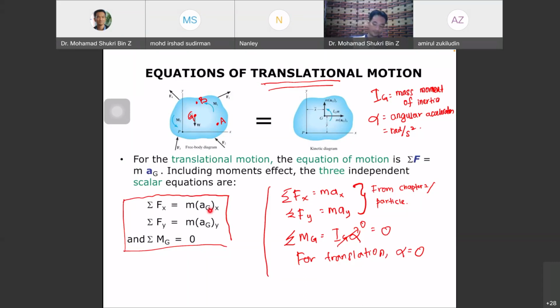Alright. So gunakan equation ni sahaja untuk solve translation. Summation of Fx is equals to mass times acceleration. Summation of force is equals to mass times acceleration, summation of moment pada G is equals to 0.